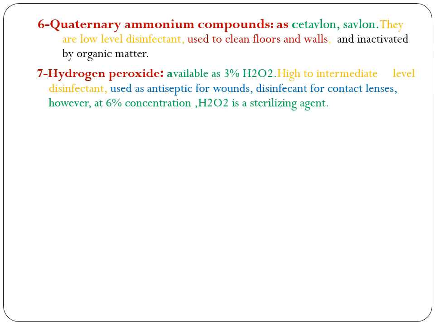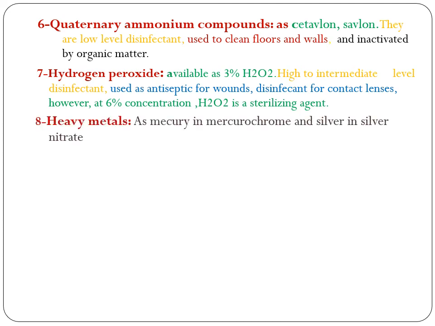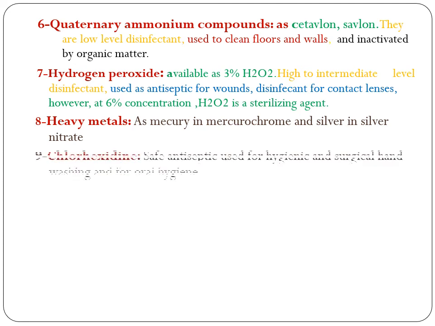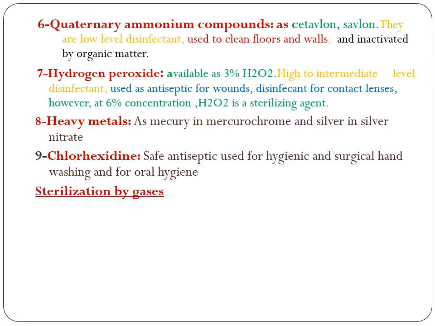Hydrogen peroxide, H2O2, 3%, is a high to intermediate level disinfectant used as an antiseptic for wounds and to disinfect contact lenses in different concentrations. Heavy metals, such as mercury and mercurochrome, are outdated. Chlorhexidine is a safe antiseptic, used for hygienic and surgical hand washing and for oral hygiene.